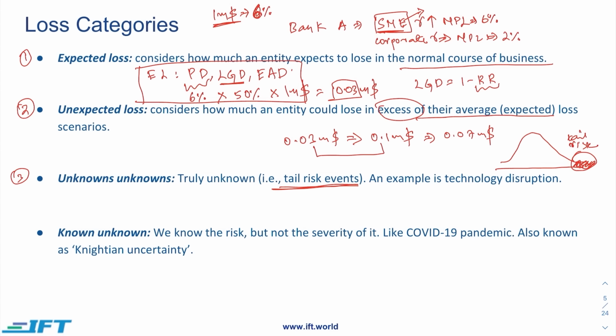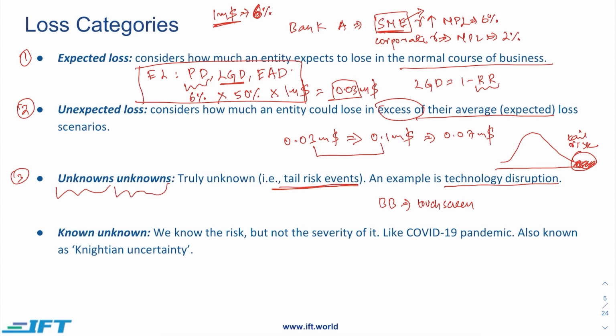An example is technology disruption. For example, BlackBerry used to be a market leader at one time, but with the invention of the touch screen, their technology went outdated and ultimately they had to close their business. So one, they did not know that technology disruption could happen. It was unknown, and they did not know that it would be at such a level that BlackBerry would be totally out of the business.